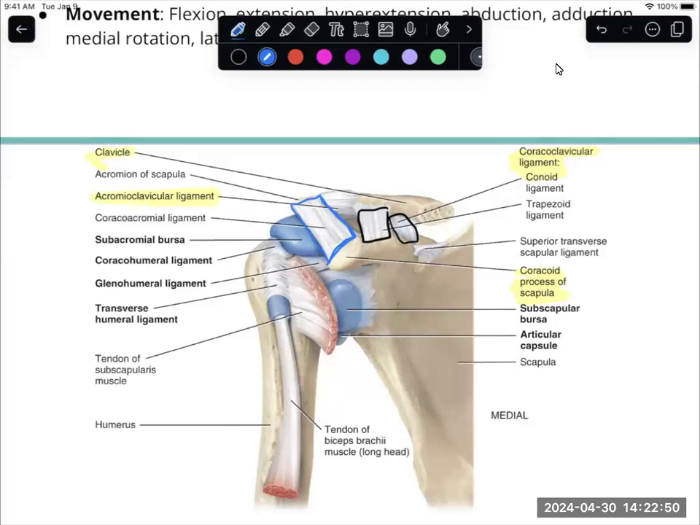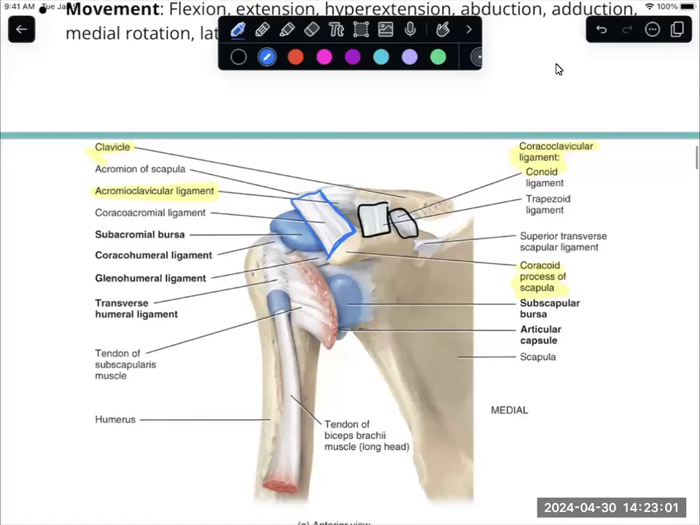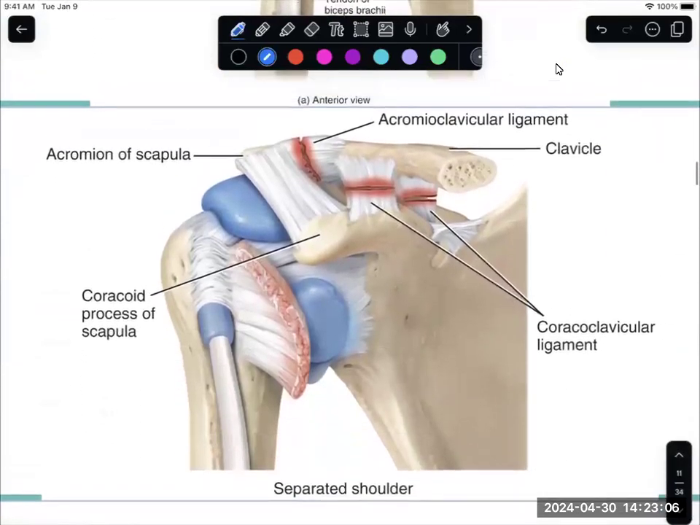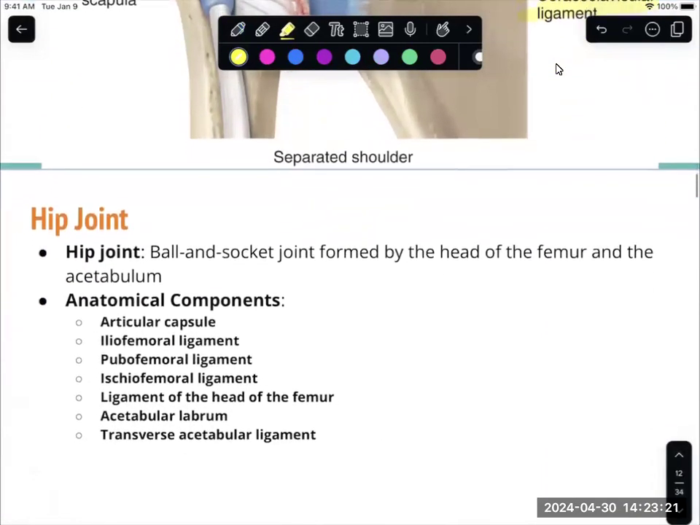These two sets of ligaments are the ligaments that are helping to hold your clavicle and your scapula together within that shoulder girdle. Those are the only two ligaments off of all of this that you need to know on that shoulder girdle. If you have somebody with a separated shoulder, those coracoclavicular ligaments and that acromioclavicular ligament is going to be torn. That's where a separated shoulder is going to come into play.